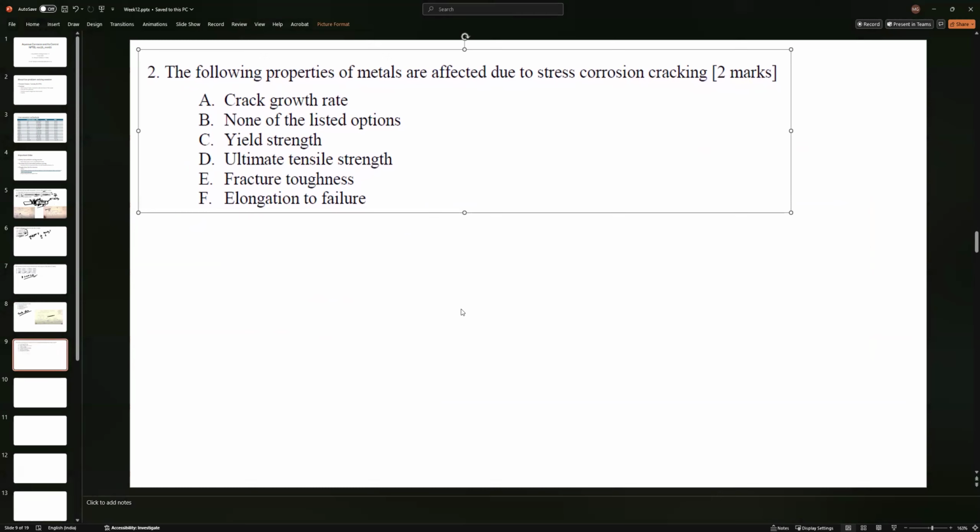So which of the following metals are affected due to stress corrosion cracking? Oh, which are the properties of the metals that are affected due to stress corrosion cracking?